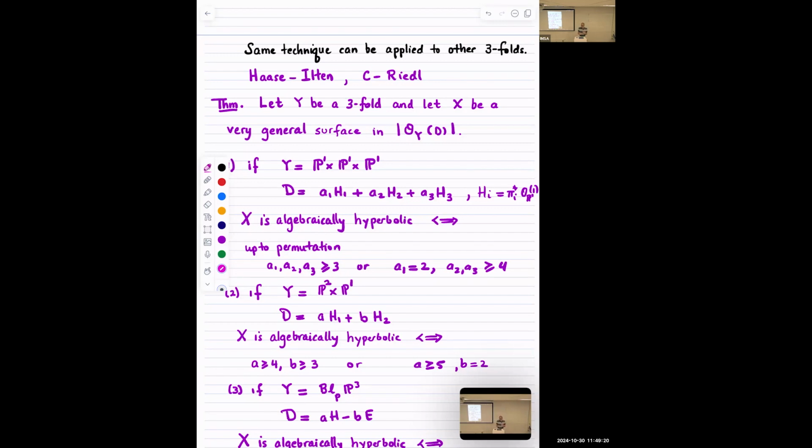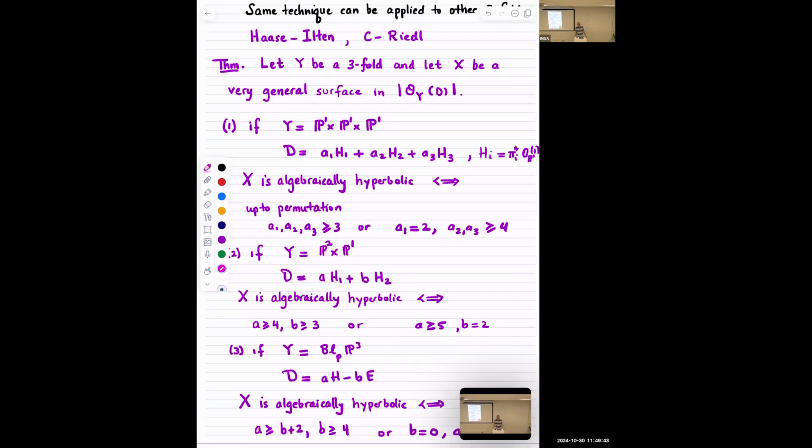If not, of course, the same technique can be applied to hypersurfaces in other varieties as well. So, for instance, Haase and Hilton started the study of algebraic hyperbolicity of surfaces in various toric threefolds, and Eric and I could give the sharp bounds. So maybe I tell you a few of these examples.